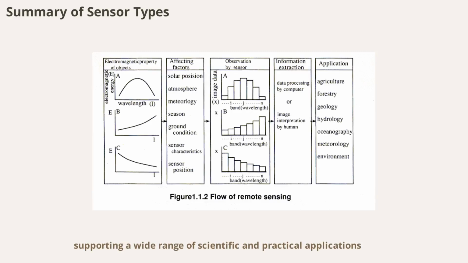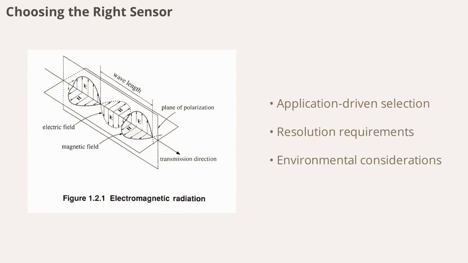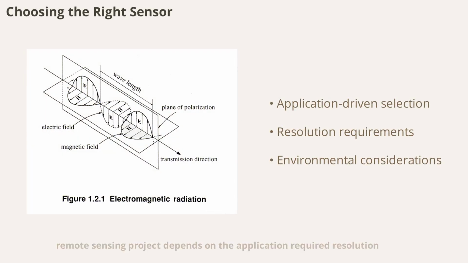Selecting the appropriate sensor for a remote sensing project depends on the application, required resolution, and environmental conditions. For example, high-resolution sensors are ideal for urban mapping, while multispectral sensors are better for vegetation analysis. Thermal sensors are used for temperature studies, and radar sensors are valuable in cloudy or forested areas. Understanding the strengths and limitations of each sensor type ensures that the collected data meets the project's objectives.